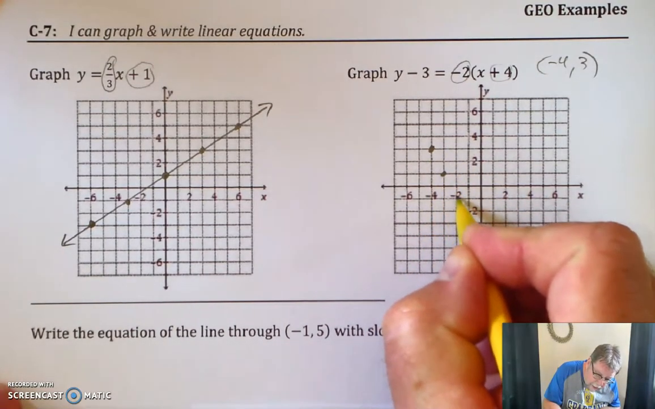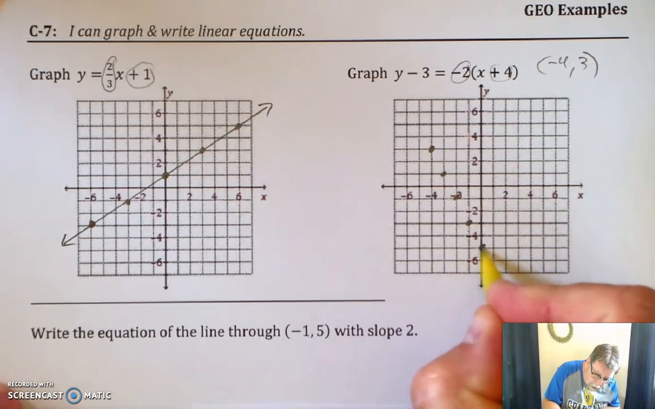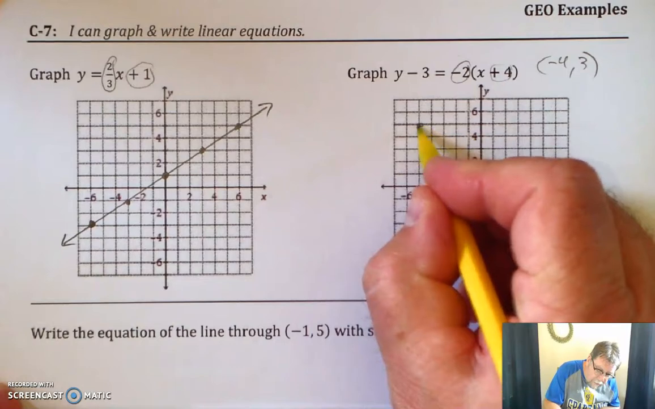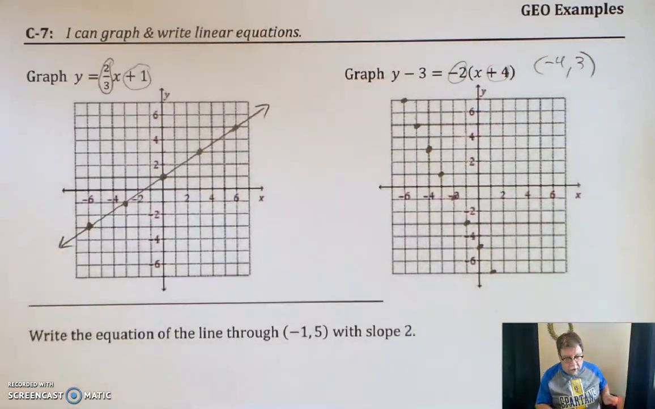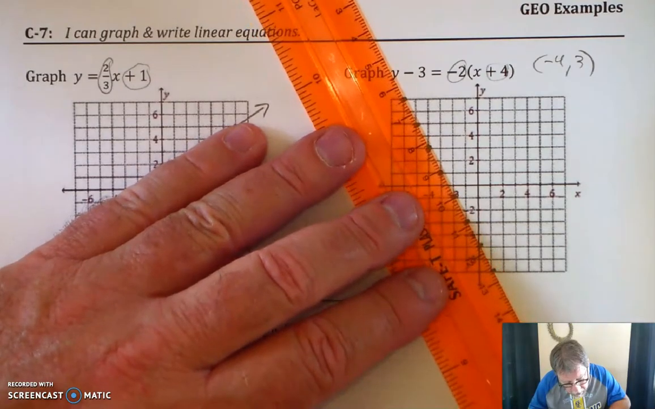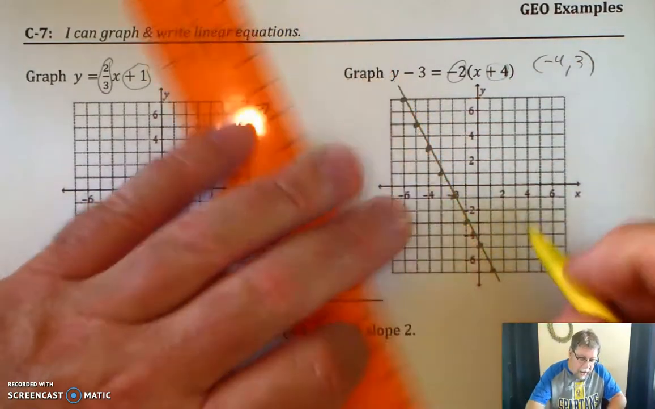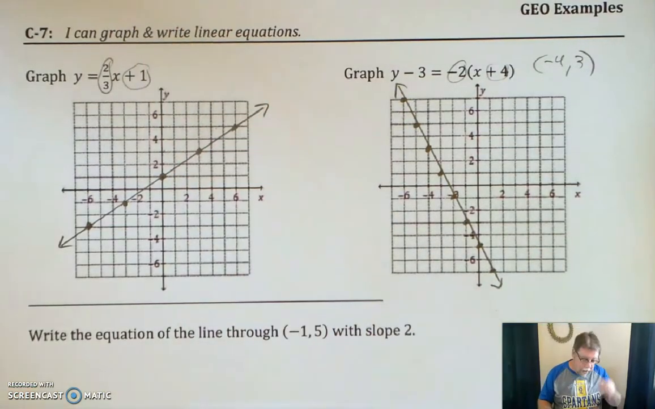We continue to go down 2 to the right 1 until we can do it no more. We could even go up 2 and left 1 until we run out of room, which we've done there. And then we can draw our line between those points. I do like to do a lot of points versus just a couple of points, because it's more accurate that way. And so there's our line for that one.